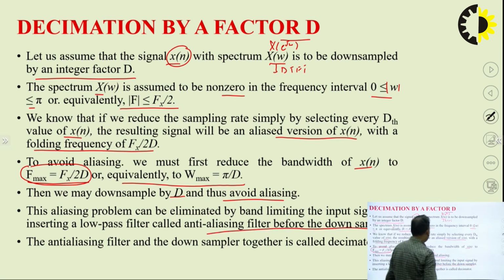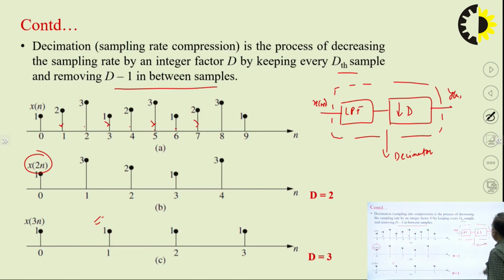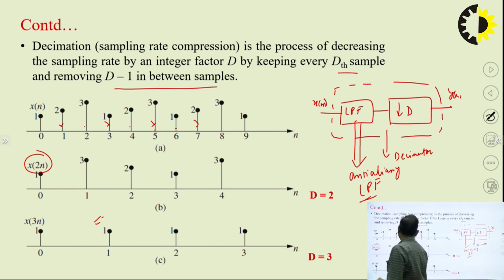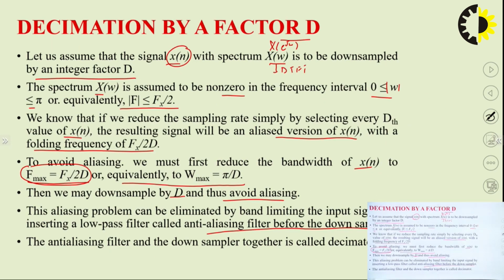The low pass filter I am using here is nothing but an anti-aliasing low pass filter, because it is used to reduce the aliasing in the process of decimation. So this aliasing problem can be eliminated by band limiting the input signal by inserting a low pass filter, called an anti-aliasing filter, before the downsampler. The anti-aliasing filter and the downsampler together are called the decimator.